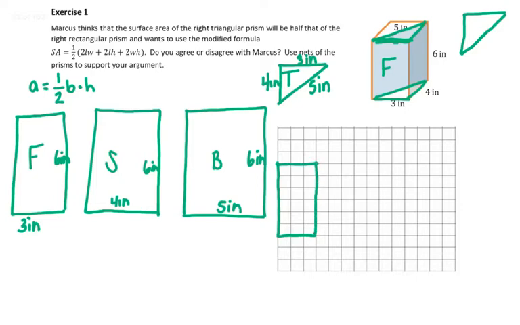And you guys will not have to draw these in your homework or your exit ticket, so don't worry about that.